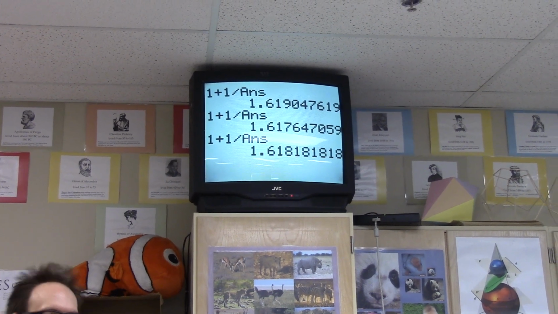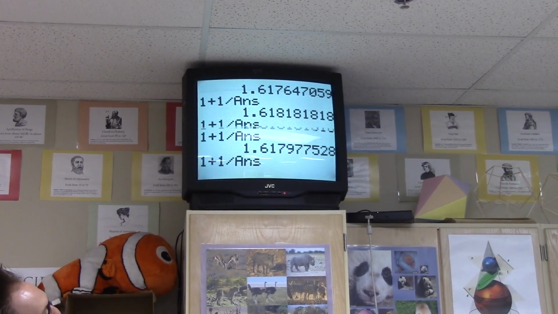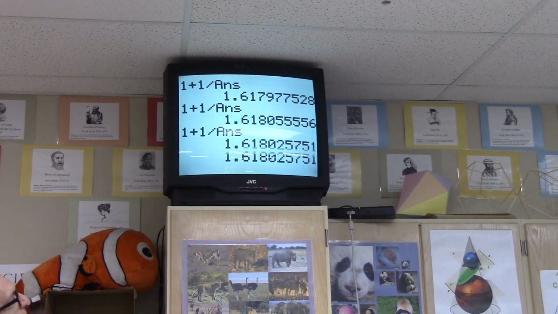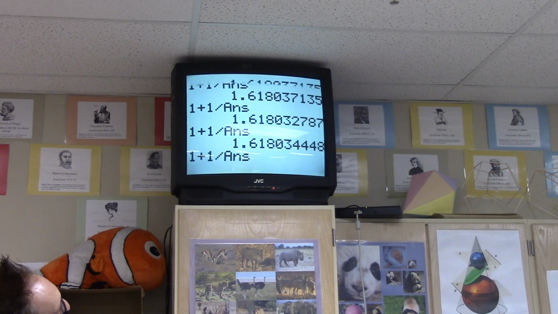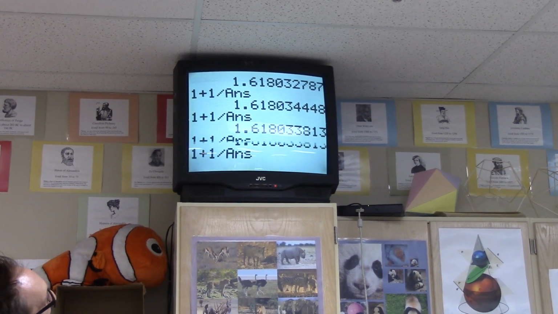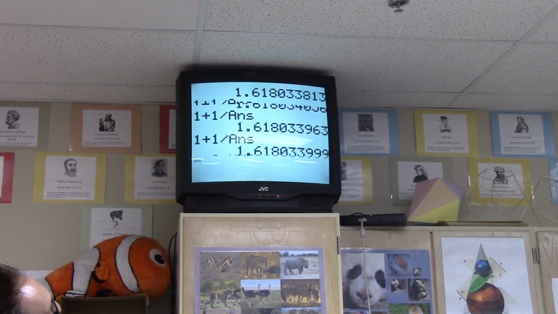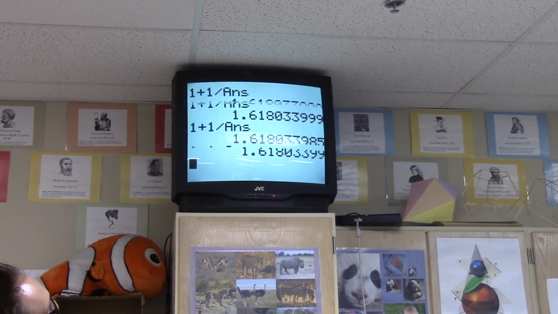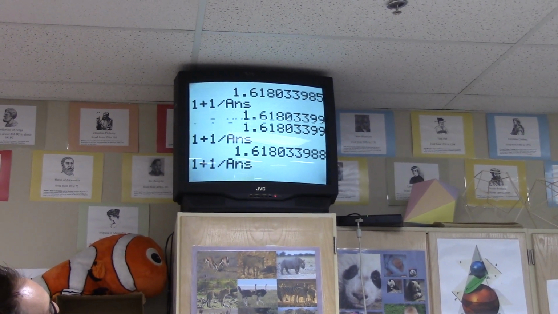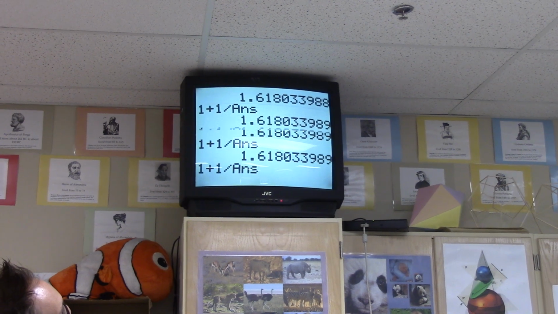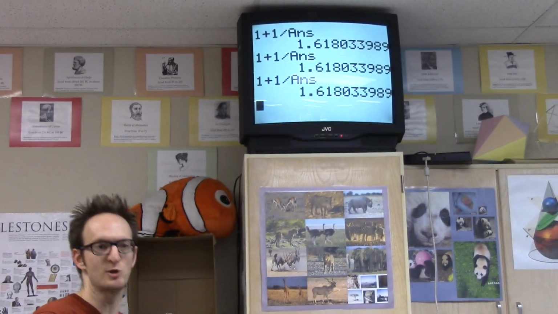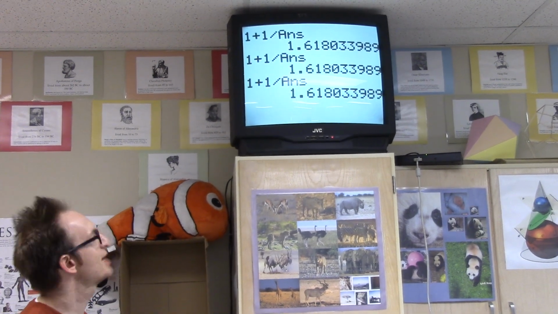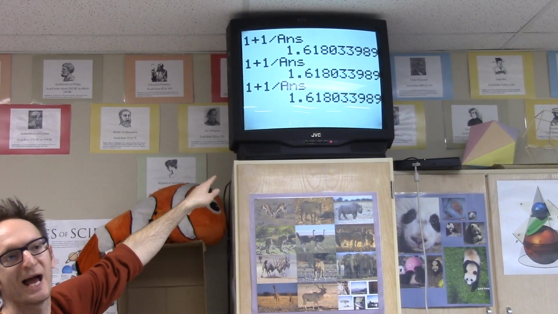What is happening? Wait, why is it going down now? Because it's approaching something. It's approaching 1.618. It's approaching some kind of number. And actually now, the more I keep hitting enter, it's no longer going to change, right? I've exhausted the number of decimal places on my calculator.